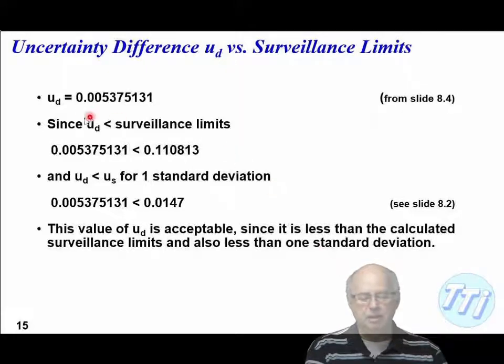Now we compare that to the uncertainty due to the difference in the measured quantities, x bar minus the NIST value for the standard mass. If we look at that, since our difference is less than the surveillance limits, and also the standard uncertainty for the difference is less than US, and that's one standard deviation because they are standard uncertainties, since both of those are accepted, then we can say that our calibration is basically successful.